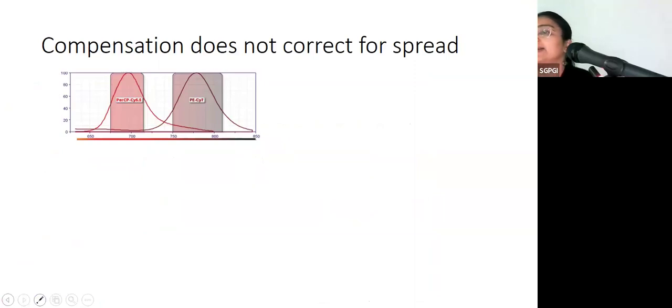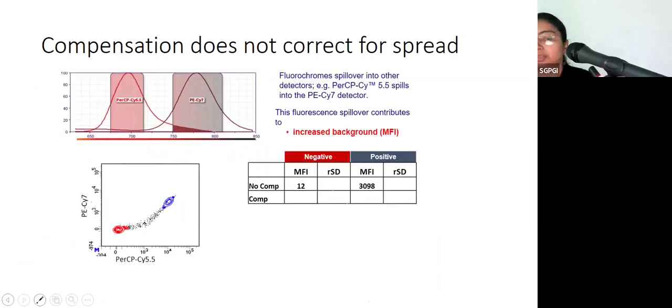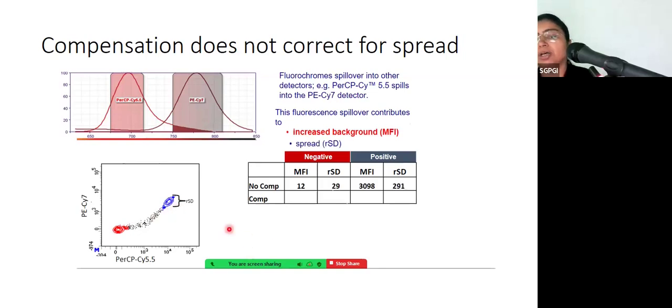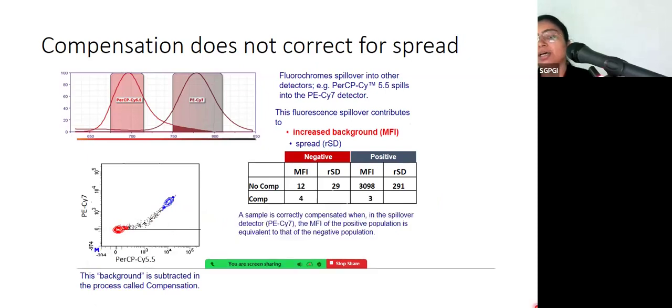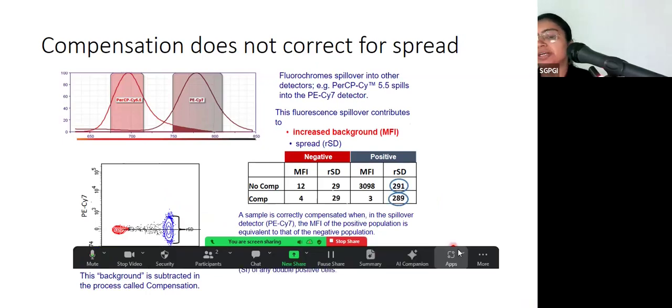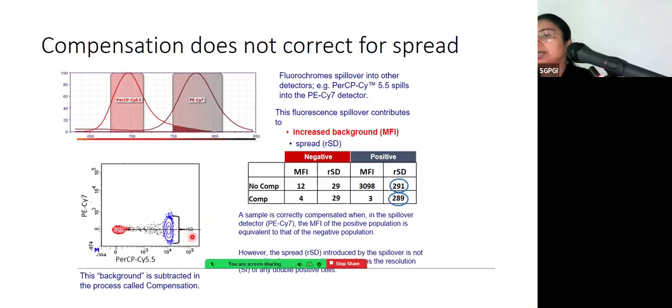Now, Kunal referred to something called spread. You can correct the amount of signal spilling into PE from FITC by doing compensation, but you cannot correct the spread. So if you look at this example of PerCP versus PE-Cy7, this is the badly compensated data. You correct it, you compensate it correctly, you bring the cell down, so your negative MFI will match. So your compensation is perfect now, but the robust SD of this population does not change, which means that this population, which was earlier a compact population, has actually become broader. So that is called spread.